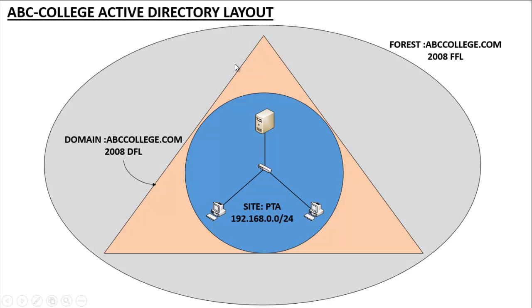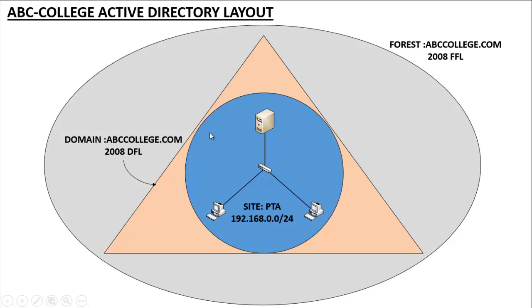We are going to create a fictional college called ABC College for the purpose of setting up our Active Directory. So we'll be using a domain name called abccollege.com. So we'll create a forest called abccollege.com, running at a forest functional level of 2008. And the first domain within this forest will be called abccollege.com, also running at a domain functional level of 2008.